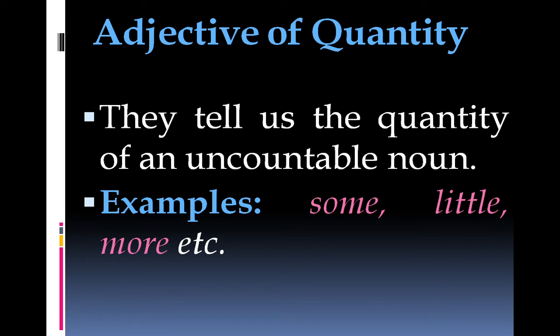The condition is that these words should be used with nouns which are measured. The names of things which are measured, the names of such things are uncountable nouns. When I say some milk, some water, some butter, this word some indicates the quantities of these nouns.